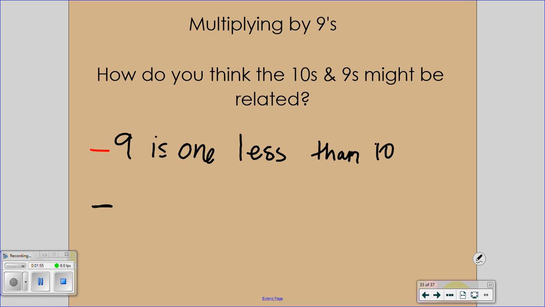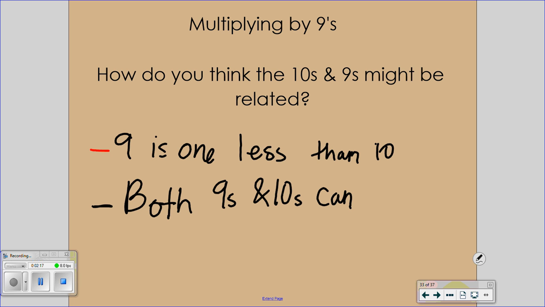Not really. Lucy? You can say the same thing, because if you have 9 times 10, you can make up the 10 to the 3.5. Okay, so both 9s and 10s can be broken up, using that break apart strategy that we use for mental math a whole lot. Mason?